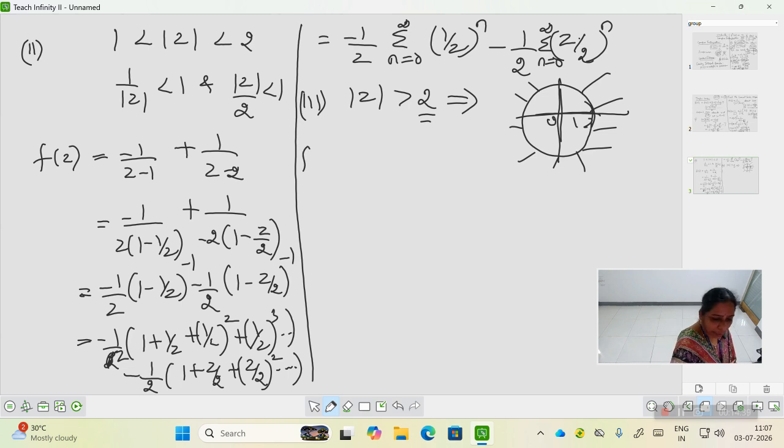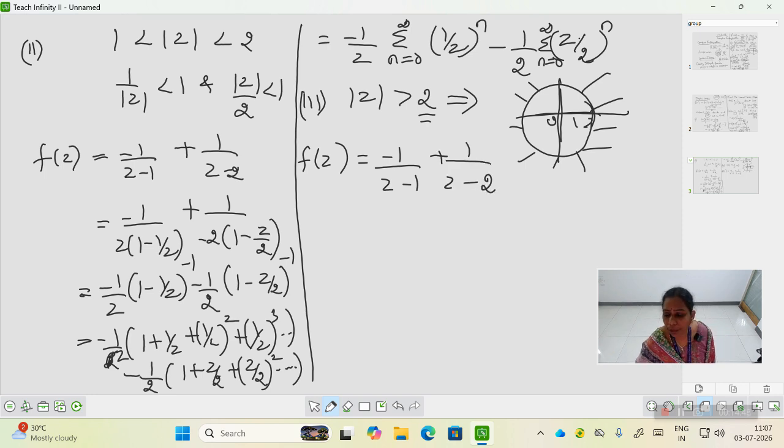With this information, as usual, f of z is minus 1 by z minus 1 plus 1 by z minus 2. Since mod z by 2 less than 1 does not hold here, I have to take the condition as 2 by mod z should be less than 1. From this I'm getting 2 by mod z is less than 1, which implies 1 by mod z is also less than 1, right?